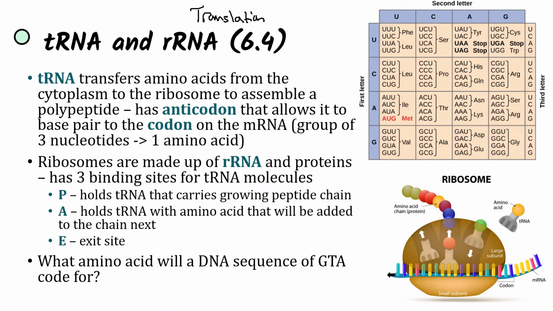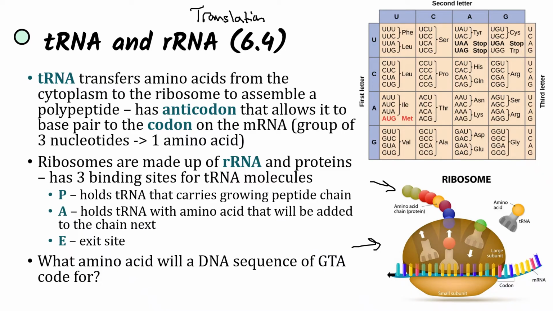And so ribosomes are going to have 3 sites for tRNA molecules. The P site holds the growing polypeptide chain, the growing protein. The A site is going to introduce new amino acids and bind to the codon using the anticodon. And lastly, the E site is where the tRNA that has deposited its amino acid will exit, so that it can then go get another amino acid and participate in the process.